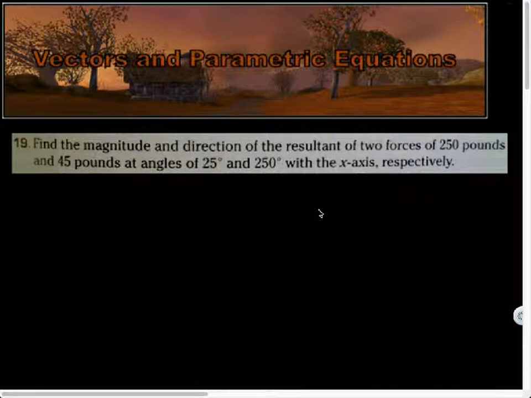Greetings and welcome, friends. We've been talking about applications of vectors, as well as equilibrium situations and finding resultant forces. And we also did some work problem stuff like that. But we're on page 517 nonetheless. Here's question 19. It says, find the magnitude and direction of the resultant of two forces of 250 pounds and 45 pounds. All right, here we go.